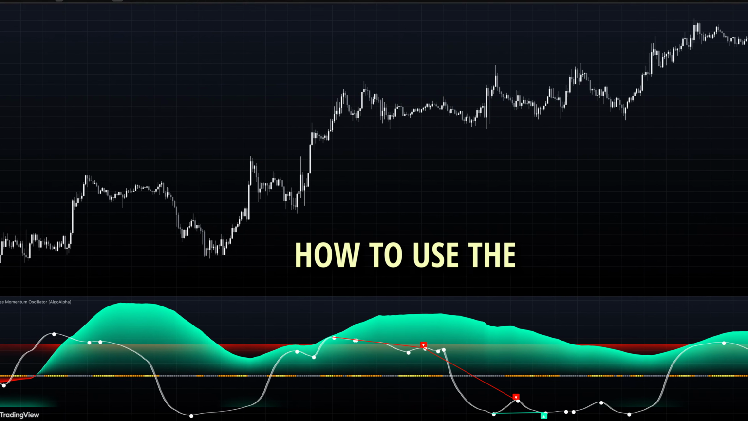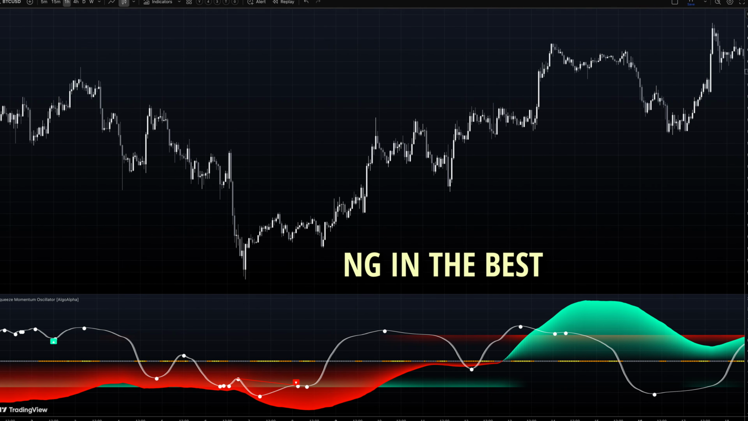Today we'll show you how to use the Squeeze Momentum Oscillator for trend trading in the best possible way. Let's dive in.